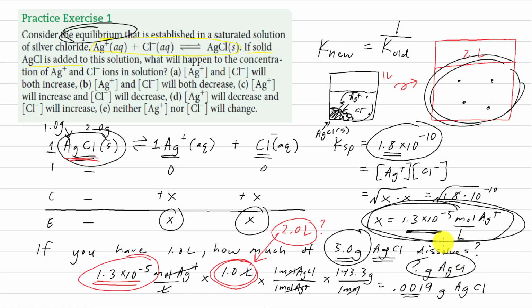So let's go through the other answer choices. B, Ag and Cl will both decrease, no. Ag and Cl will both increase, no. AgCl will increase and this will decrease, no. So the only correct answer is this one, E. They do not change. Even if you double the container, it still does not change. You'll get more moles of solute, but the concentration would not change. This would also be correct. Okay, so I hope you found this video useful.